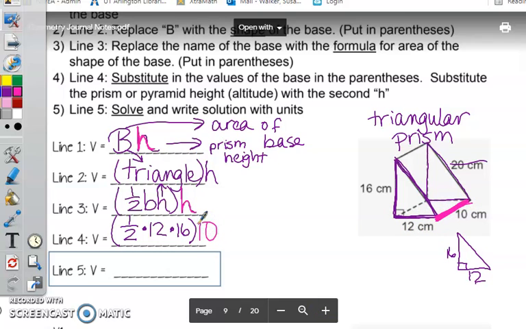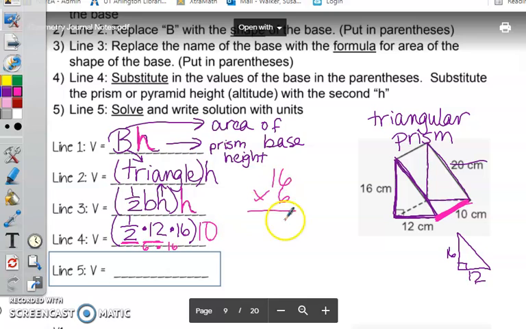Now your job is actually to solve this. I don't care how you want to do it. You can do 12 times 16 times 10, then divide by 2. Most of you know I like to do something like half of 12, which is 6, and then 6 times 16.